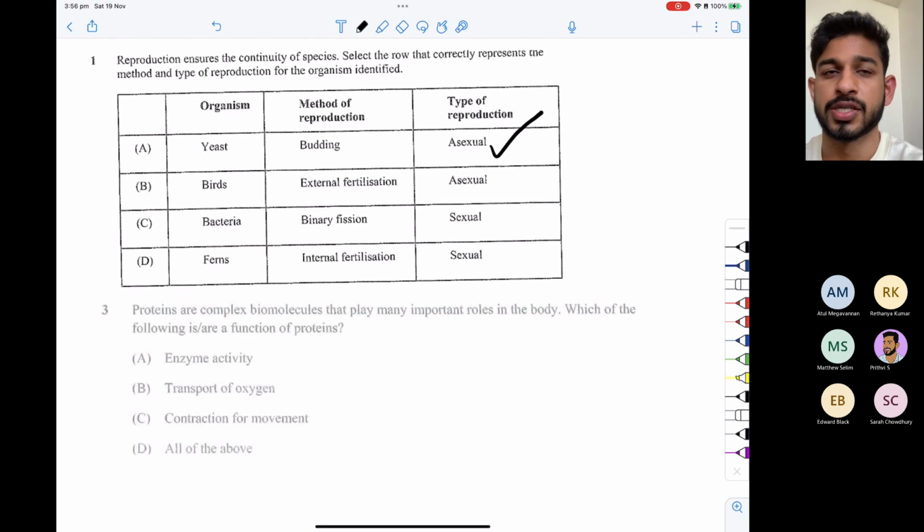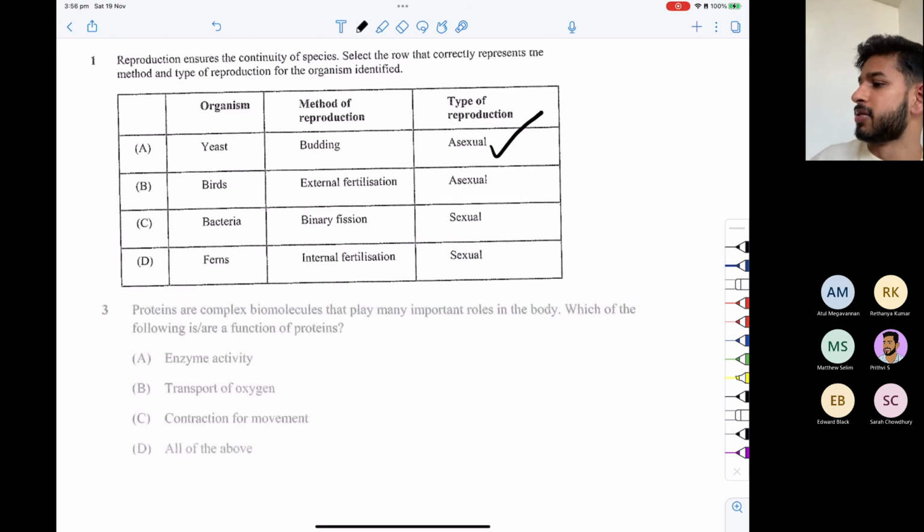So, Sarah, what would you say is wrong about C, if you had to recap your answer? I think the type of reproduction. Can bacteria engage in sexual reproduction, Sarah? No. So binary fission is asexual, right? C is wrong because of that. Finally, Matthew, what about D?